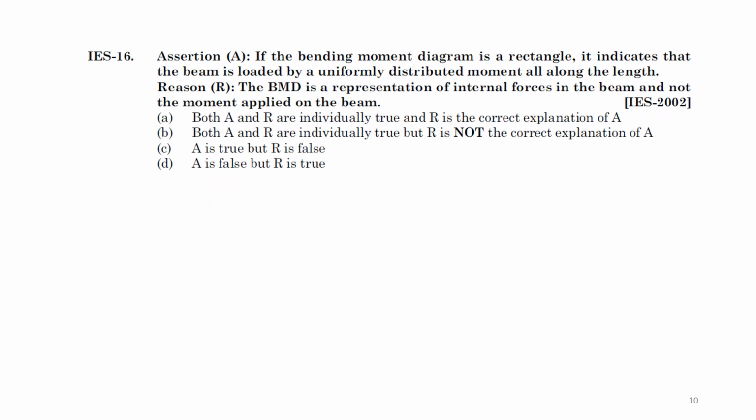Anyway, next question, again assertion reason question. If the bending moment diagram is a rectangle, it is indicated that the beam is loaded by a uniformly distributed moment all along the length. We see the reason also. The bending moment is a representation of internal forces in the beam and not the moment applied on the beam.